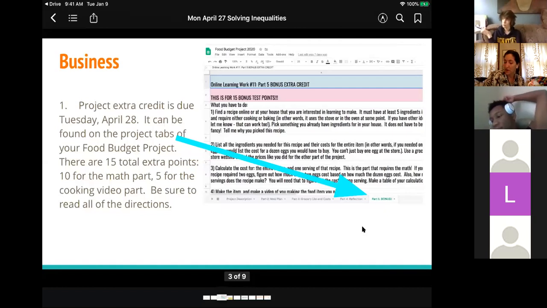All right, so that is item number 1 of business. If you need a cooking lesson, I could give cooking lessons maybe tomorrow morning. If anyone wants to, we can make something together if you're interested. That'd be fun.